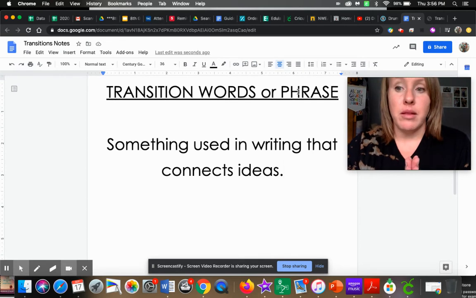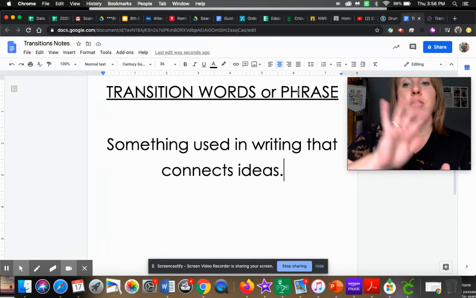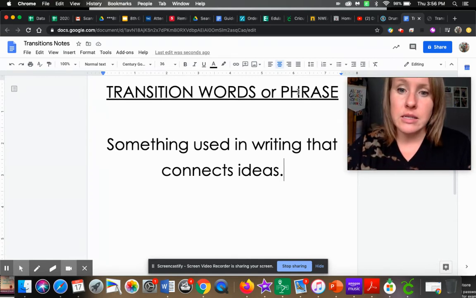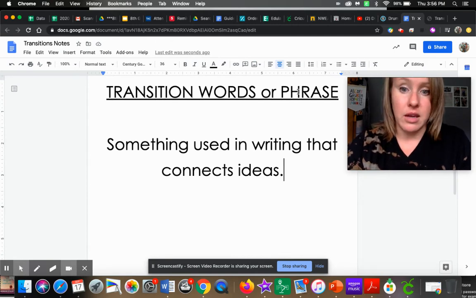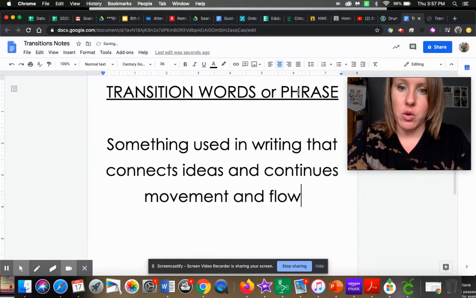You could use them at the beginning of paragraphs. So maybe you're trying to connect paragraphs where you first, "I did this," and you talk about all that experience. Then your next paragraph would be "then." So that transition word would keep your story moving forward. Okay. So it connects ideas and it also continues movement of your essay and continues movement and flow.